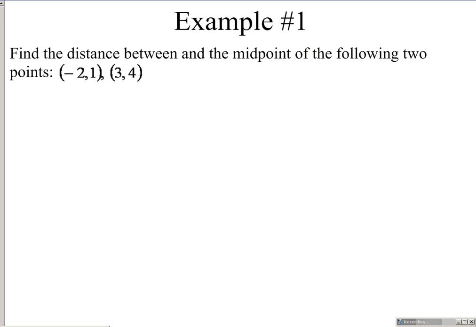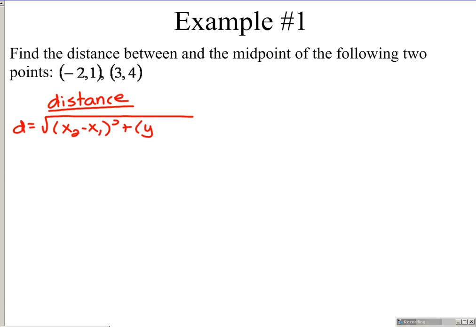Applying the distance formula and midpoint formula. Find the distance between them and the midpoint of the following 2 points. Let's first use the distance formula. Again for review, it's the difference in the x's squared plus the difference in the y's squared. When you plug into the distance formula, it does not matter which order you subtract because we're squaring it. It's always going to take care of the signs.